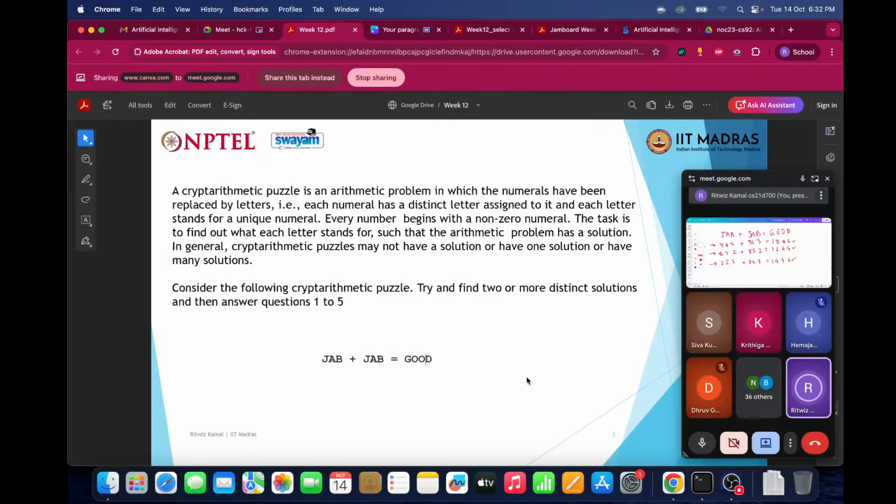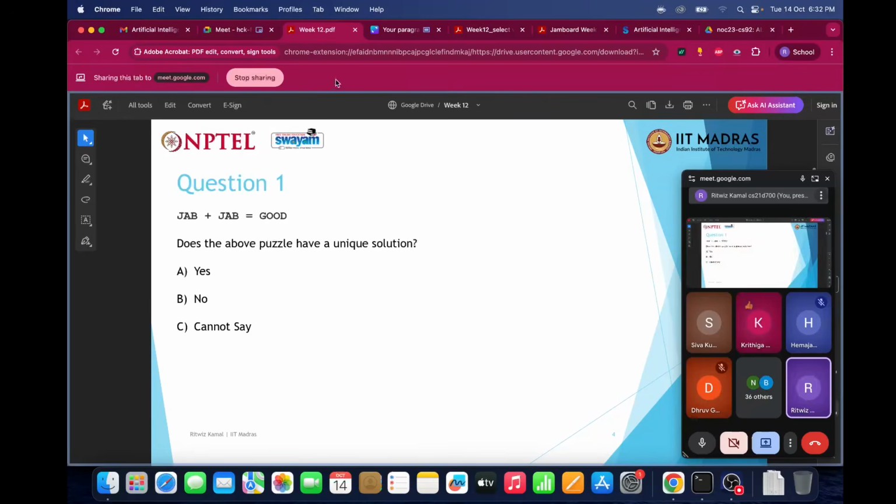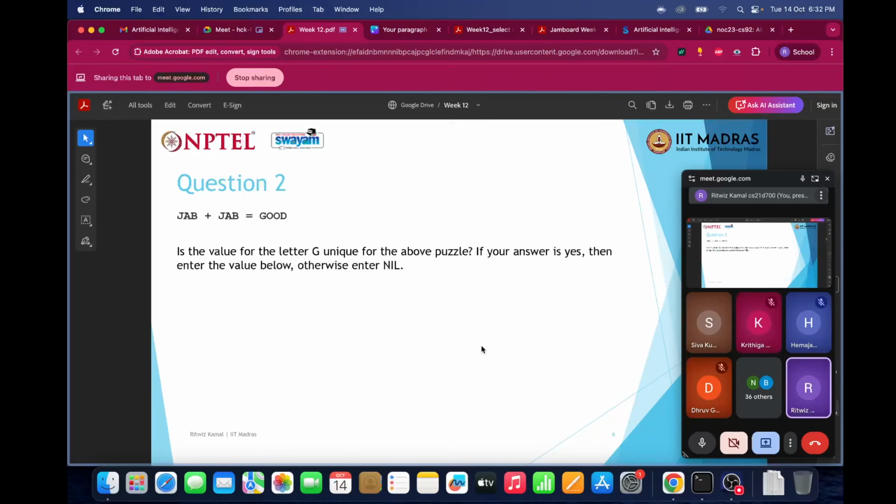Okay, so let's have a look at the answer for this one. Does the puzzle have a unique solution? This is the first question. So what would you say? No, right? There we saw that there are at least 3 solutions and maybe only 3 solutions. Is the value for the letter G unique for the above puzzle? If your answer is yes, then enter the value, otherwise enter nil. So what do you think would be the unique value for G? Yes, only one, and it is 1, right? We just discussed how.